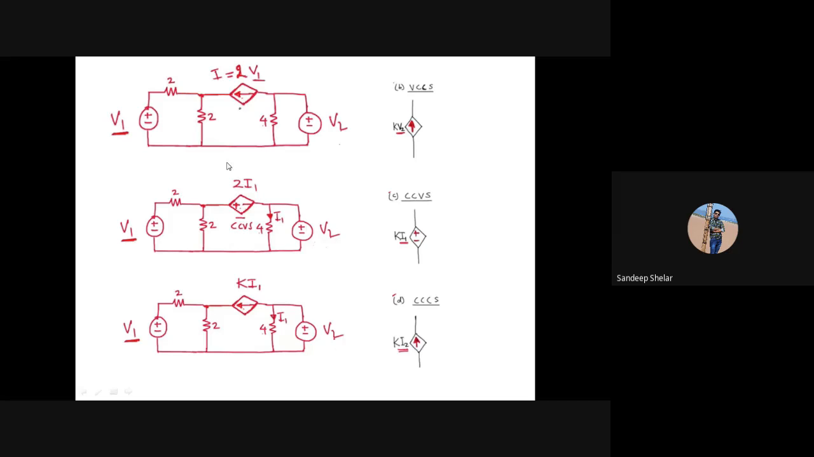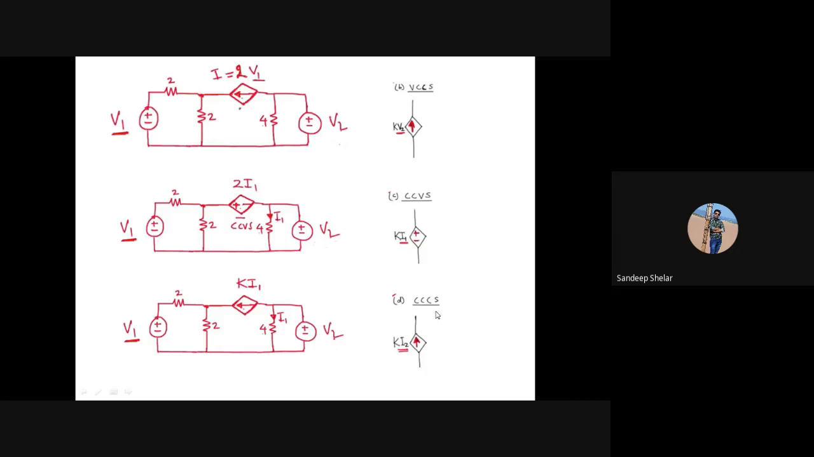This is the example of voltage controlled current source. Now the third example is current controlled voltage source, a circuit in which the current I1 is present, which is flowing from voltage source V1. This current controls this DC voltage source. This is the example of current controlled voltage source.